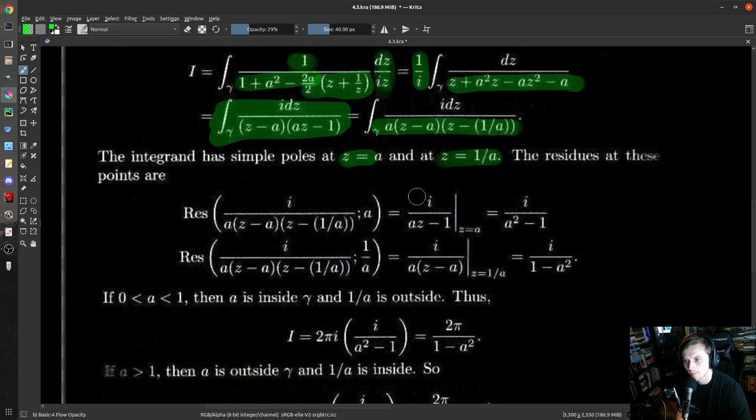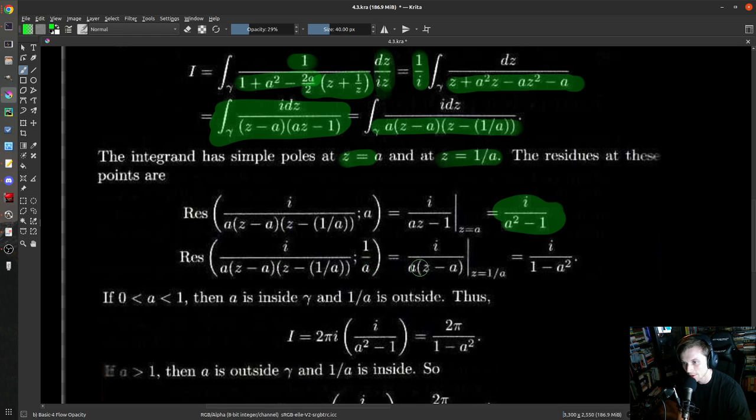Let's see. So all we're going to do there, remember, is we basically just take this root and plug it into the other piece, right? Just get rid of that one for all intents and purposes. So this will be i over (az minus 1), and we're going to evaluate that at z equals a. So we'll get i over (a squared minus 1) for the residue there.